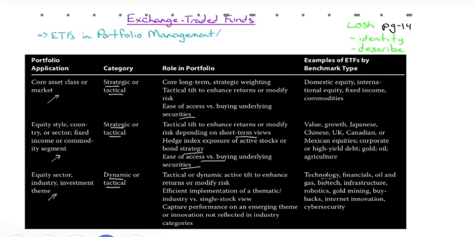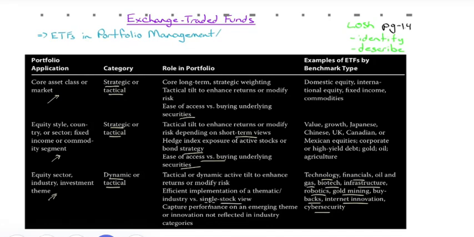Here's some good examples of ETFs by benchmark type: technology, financials, oil and gas, biotech, infrastructure, robotics, gold mining, buybacks, internet innovation, cybersecurity. You can see all the themes in there. Tactical or dynamic, active tilt to enhance returns or modify risk. Efficient implementation of a thematic industry versus a single stock view.